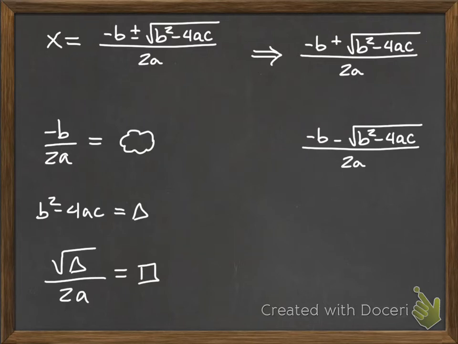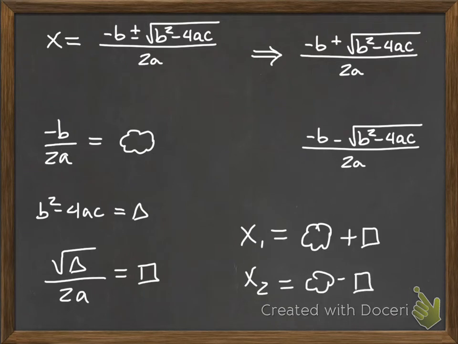So all we do with that then is we know that we want two answers. Well, our first answer is going to be our cloud plus our square. Our second one is our cloud minus our square. I'm using squares and triangles and clouds just to be abstract. This is just telling us that whatever we get from the first part, we're going to add or subtract it with whatever we get from the third part, and that's going to give us our answer.